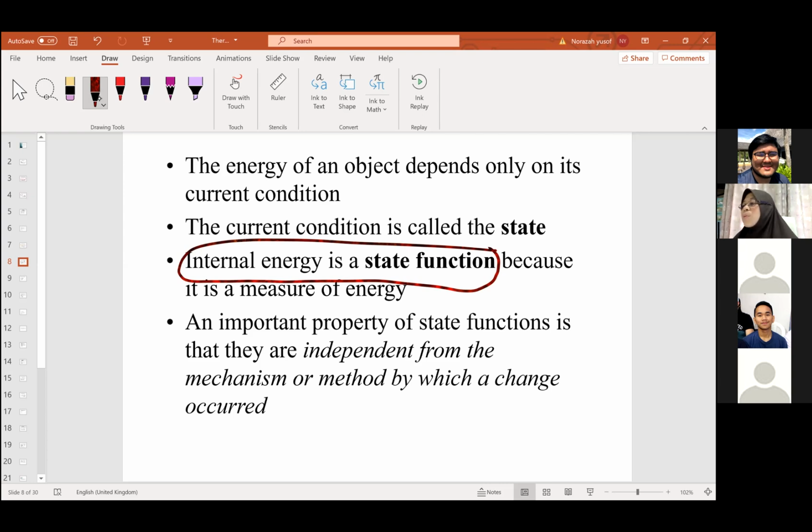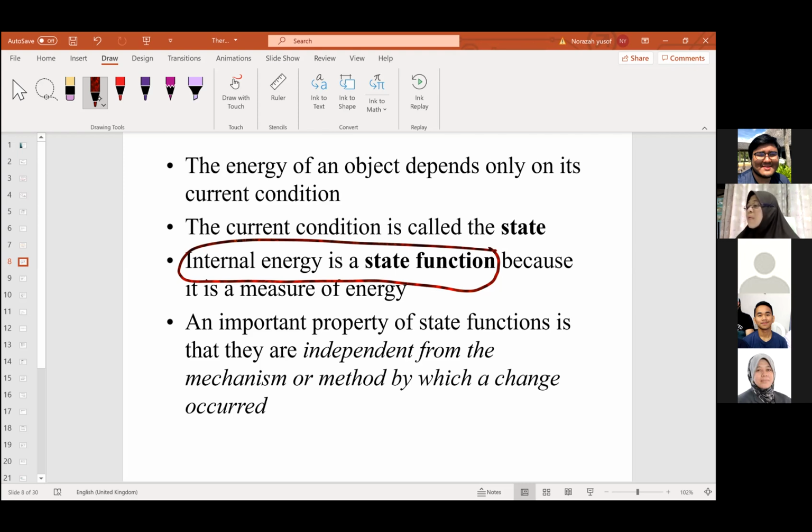Let's say you want to go to KL. You are from UPM and you wish to go to KL. You can have different routes. You can follow different routes, but internal energy means that it doesn't care about what route you chose, but it is the difference. The shortest difference, for example, is what is related to the internal energy.